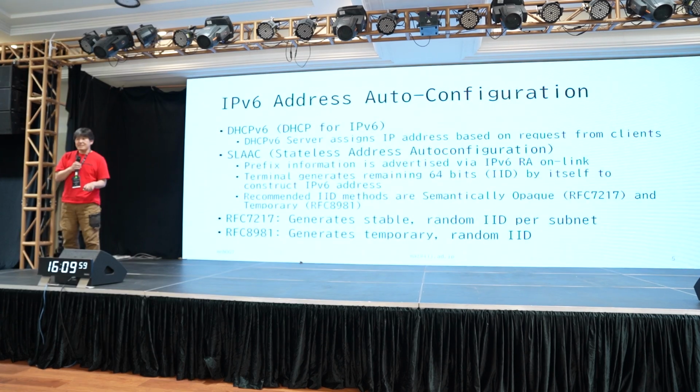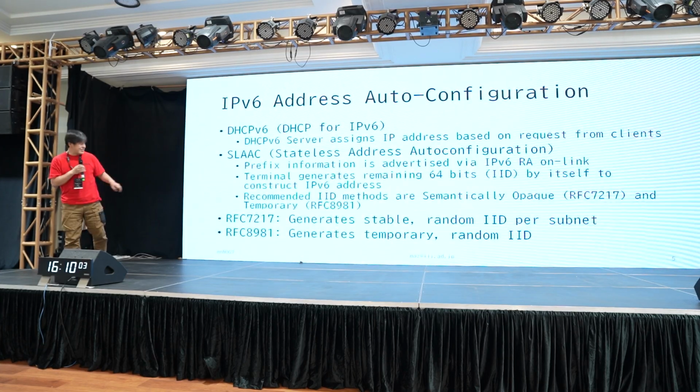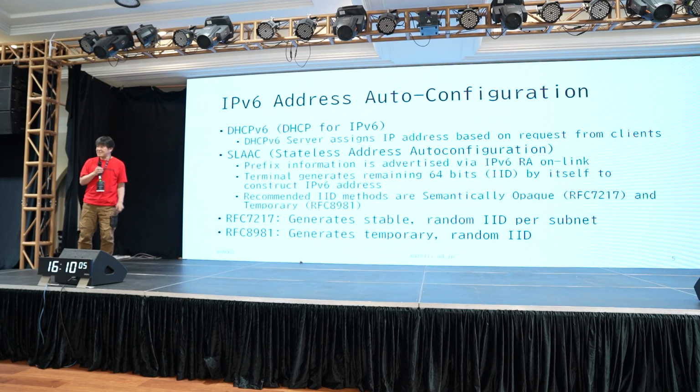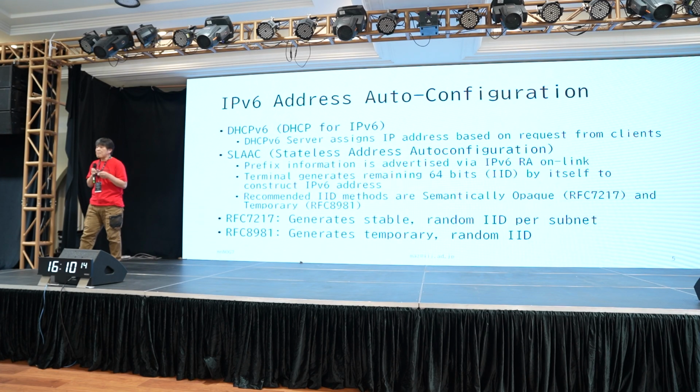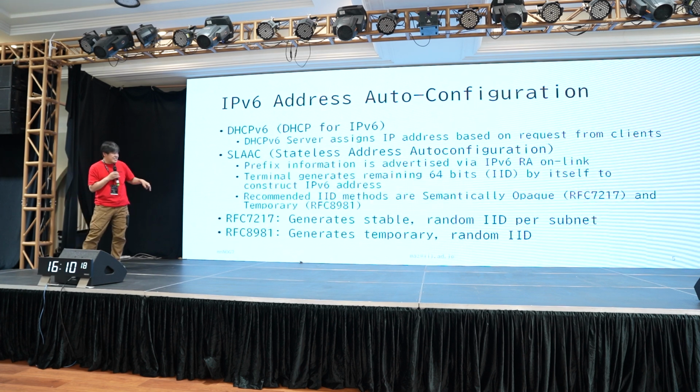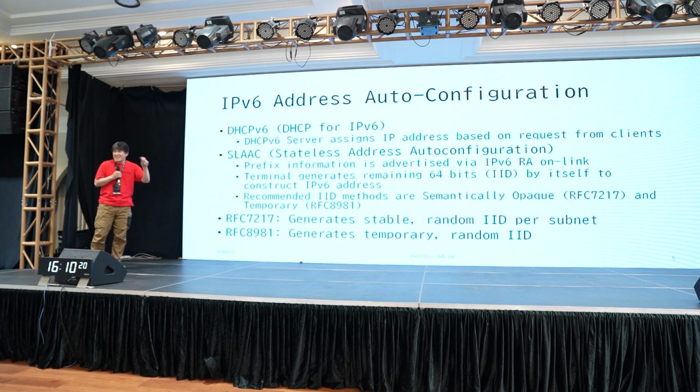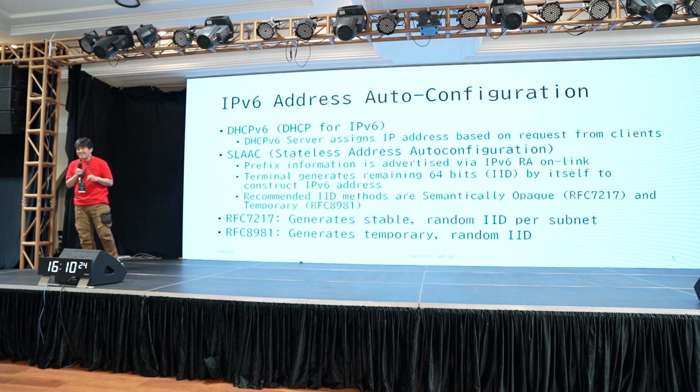And then I see most people using Mac on the front row. Macs use both of these together. So to have a stable address, they use 7217, and to have a temporary one to access the internet, it generates a temporary address for your computer to avoid traceability, right?